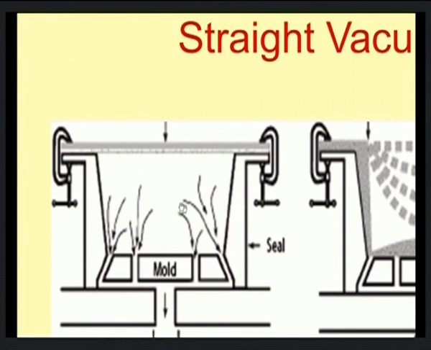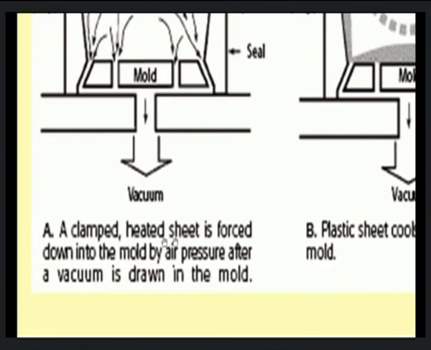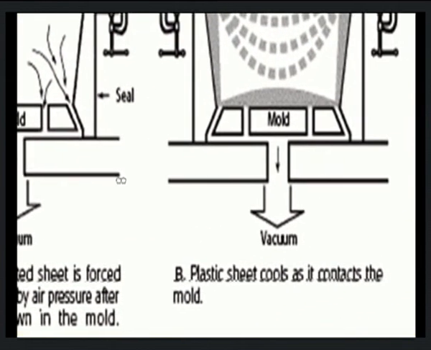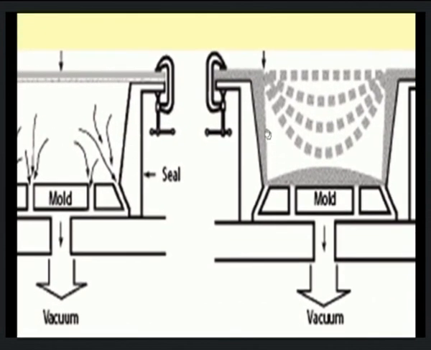In the first step, a plastic sheet is clamped just above the female mold, and then a vacuum is applied. Vacuum is drawn inside the mold. As the name implies, straight. So, the vacuum is straight away applied at the bottom of the mold where the vents are provided. Now, because of the vacuum that the mold is subjected to, this plastic sheet will be forced to take the shape and contour of this mold like this.